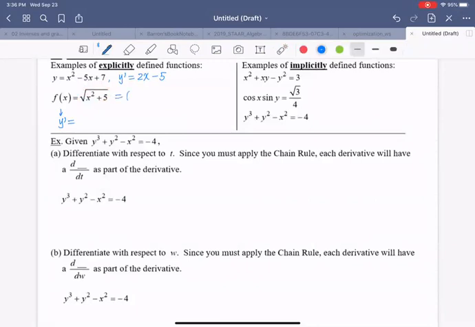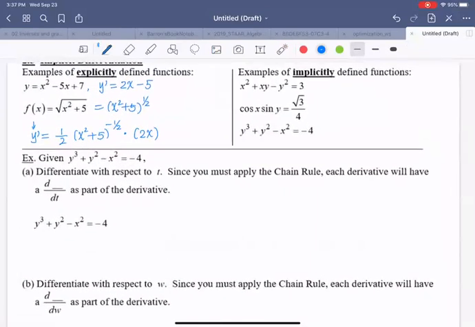This can be rewritten as x squared plus 5 to the power of 1/2. So this equals 1/2 times x squared plus 5 to the power of 1/2 minus 1, which is negative 1/2. And then we are going to times x squared derivative, which is 2x. This is a chain rule. Here we use a power rule first, then we use this kind of chain rule, okay?